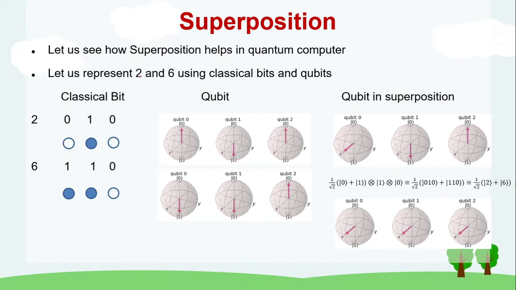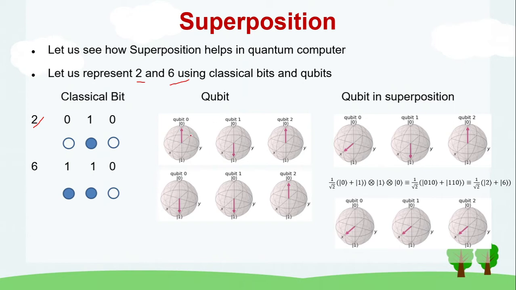So let's represent the decimal numbers 2 and 6 using classical bits and qubits. I'll make use of 3 classical bits, because we need to represent 6. So when I have 3 classical bits to represent 2, what will I do? I'll say it is 0, 1, 0 in binary form, and for 6 it will become 1, 1, 0. So with 3 classical bits, I'll be able to represent either 2 or 6, one at a time.